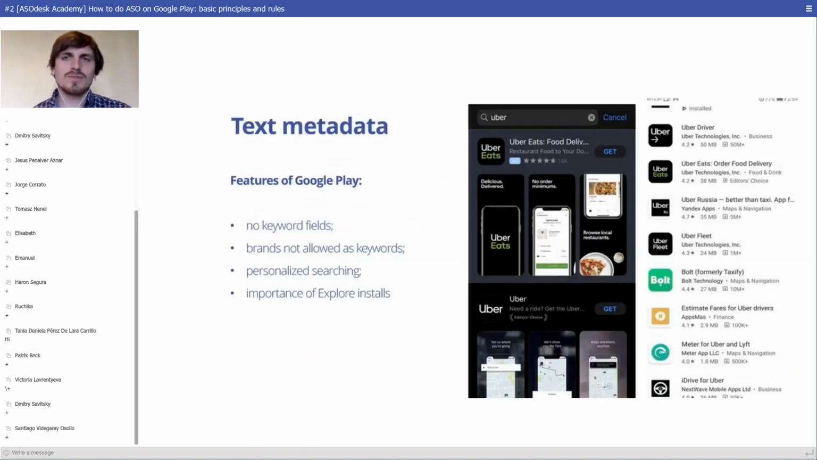So let's move on to the first part of this presentation. Text metadata, main features of Google Play. We don't have keyword fields on Google Play. As you already know, on App Store, each app has a hidden keywords field, which is not visible to anybody on the web. On Google Play, there is no such field, so 100% of text metadata is public. So you can analyze all the keywords of your competitors, and your competitors see all the keywords you have in your Android app.